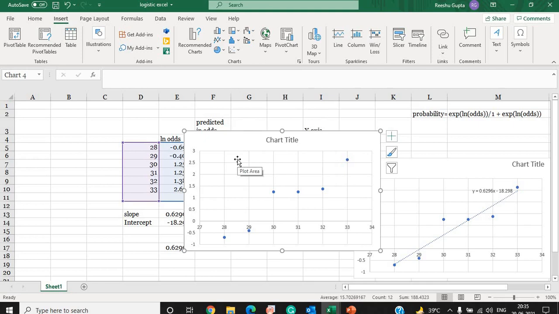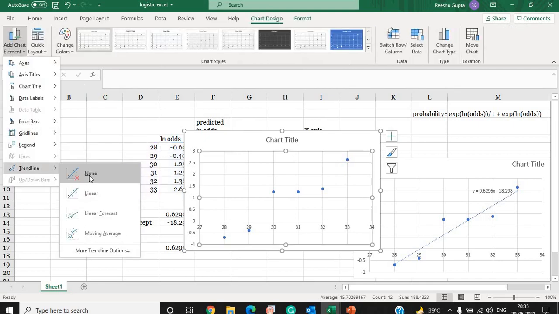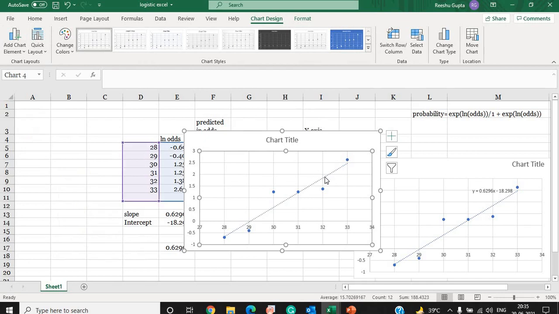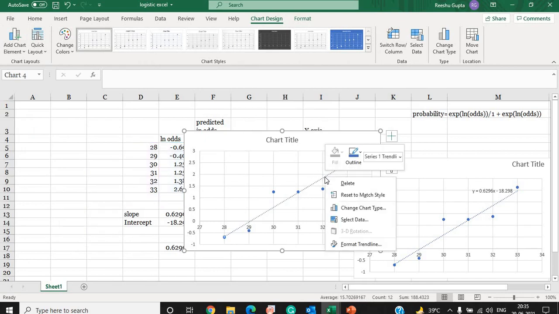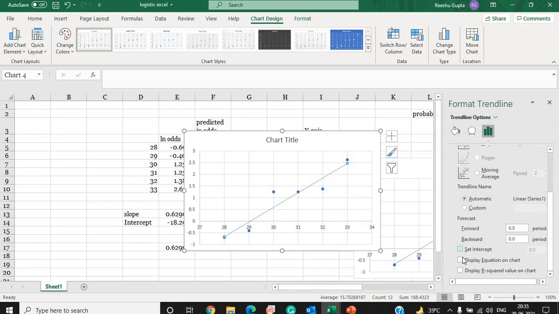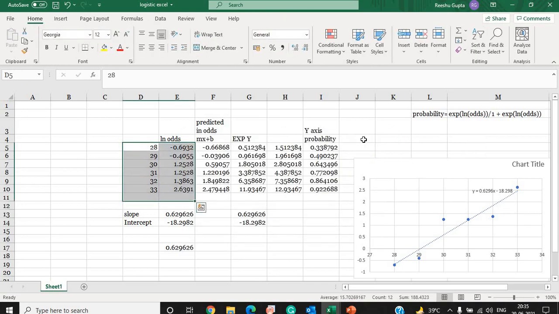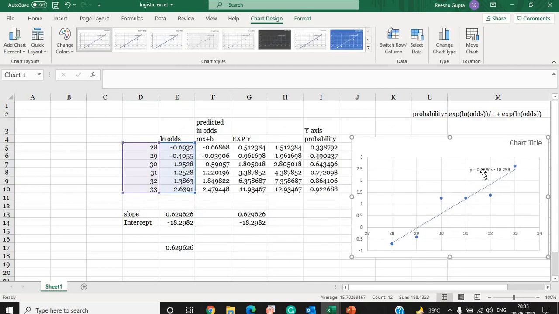Okay. And then we will click on this and make the trend line, which is your linear trend line. Just click on this trend line, go here, and you will get the option to display the equation of the chart. So you will get this equation on the chart. For now I'm deleting it. You can see it is here. So 0.629 is the slope and 18.29 is your intercept.